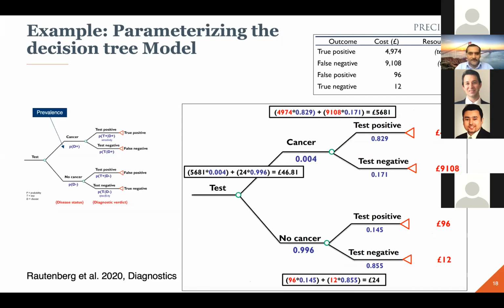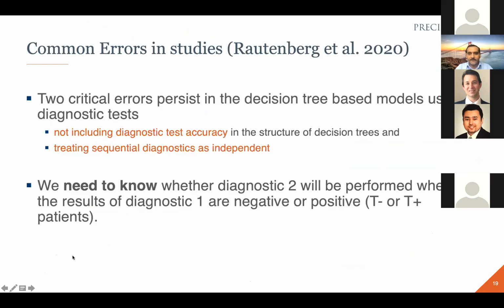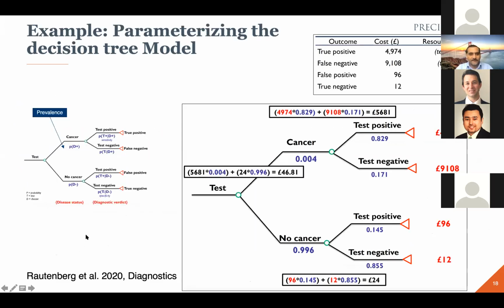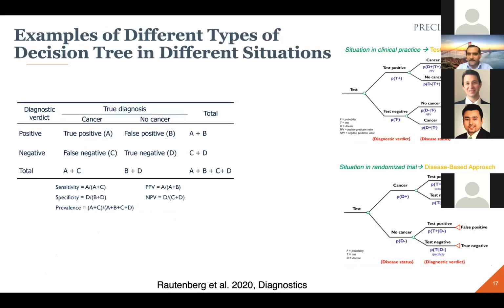This tree is coming from a study by Rautenberg 2020. It was for cancer, and it used a disease-based approach for a randomized trial.